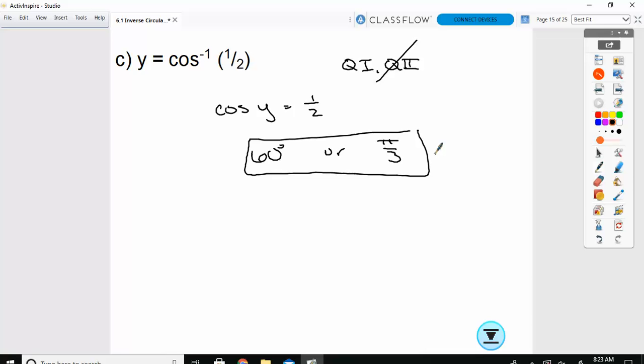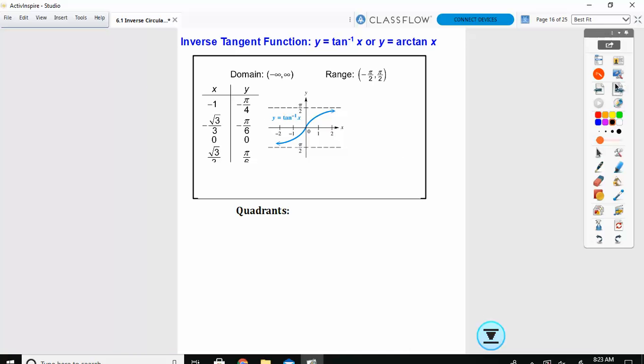When we graphed tangent back in chapter 4, we picked a weird interval for it. Where did we graph it? From negative pi over 2 to positive pi over 2. So when we graphed tangent, we used quadrants 1 and 4. So that's what we're going to use for the inverse on it.